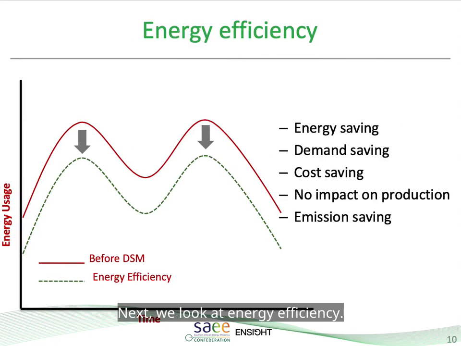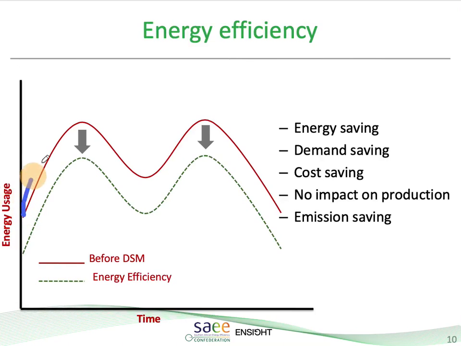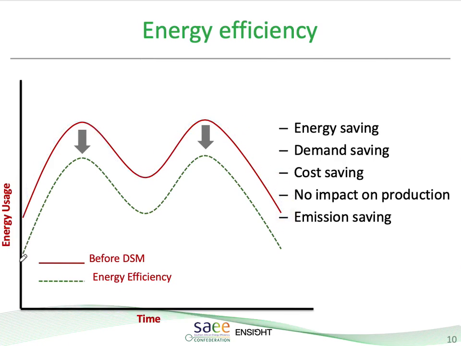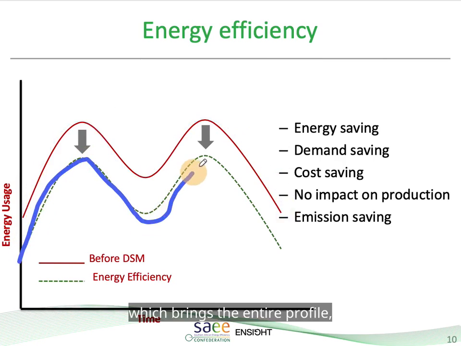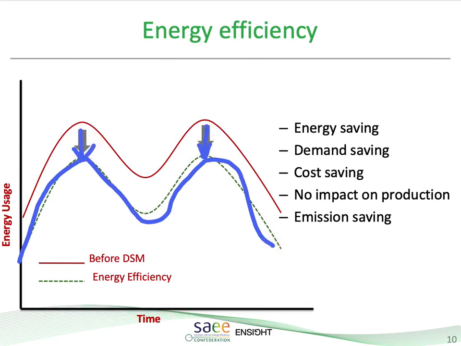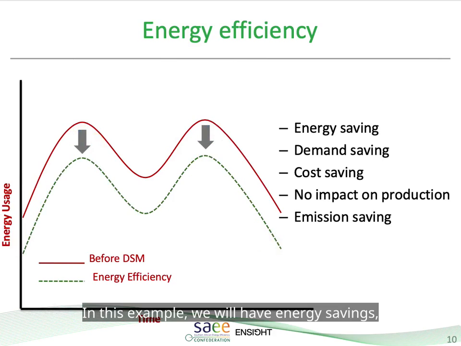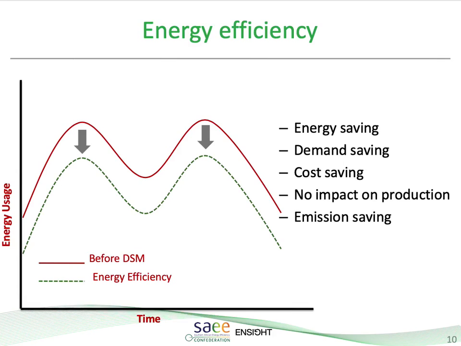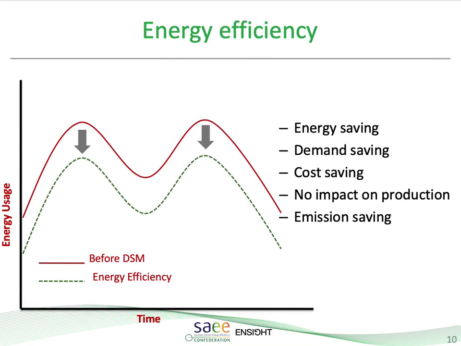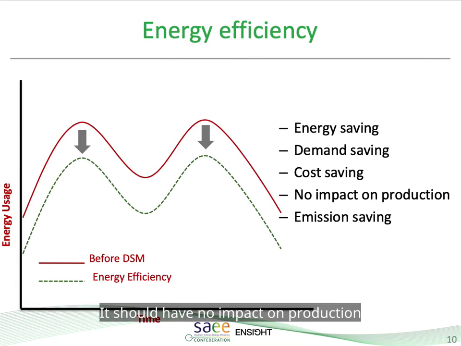Next, we look at energy efficiency. We have our original profile, and we implement a few measures which brings the entire profile down to the second line on this graph, the dotted line. In this example, we will have energy savings, we will have demand savings, we will have cost savings. It should have no impact on production, and we will have efficiency savings.